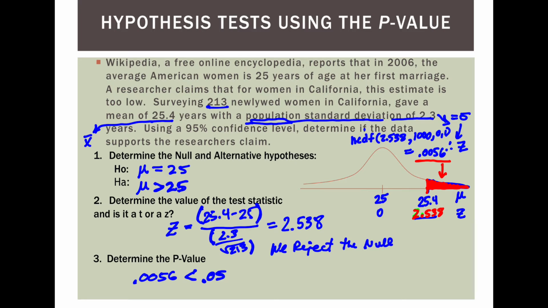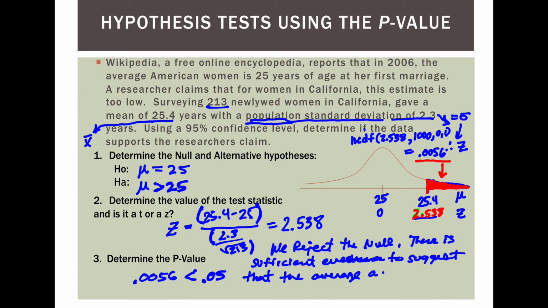And then, the second part, we want to talk about the alternative and whether the evidence supports it or not. According to our template, we would say there is sufficient evidence to suggest that, and then we are going to put the alternative hypothesis into words. The average age of women is greater than 25. I should say women of California. Right, that's a little more specific here. Is greater than 25 at their first marriage.